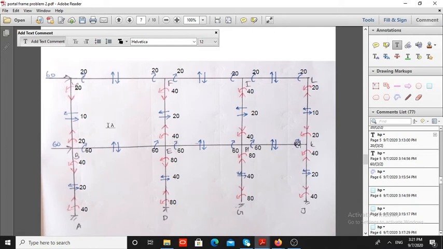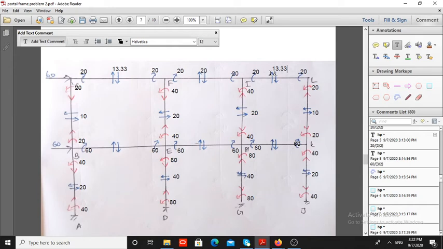Now after that you have to find the beam shear, that is 20 divided by this value, 3 meter. The length of the beam BE is 3 meter. So this value is 13.33: 20 divided by 3 by 2, and this value is 20. Same, this value is 13.33.